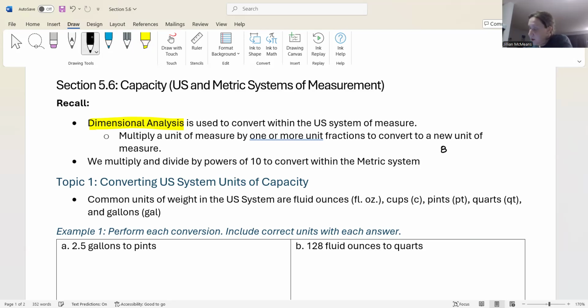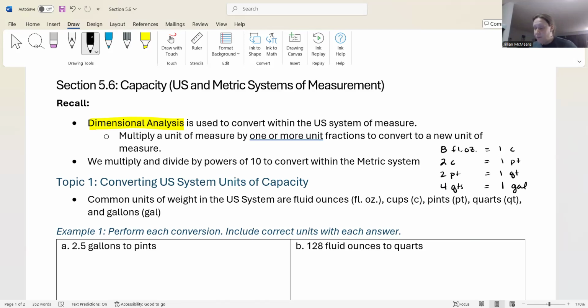There are 8 fluid ounces to 1 cup. There are 2 cups to 1 pint. There are 2 pints to 1 quart. And then finally, there are 4 quarts to 1 gallon. Okay. Now, we don't have conversions that take us from ounces to pints or ounces to quarts or ounces to gallons, but we know that we can use a series of unit fractions. Okay. So in previous worksheets, we looked at maybe multiplying by 2 unit fractions instead of one to do a conversion. Same thing applies here.